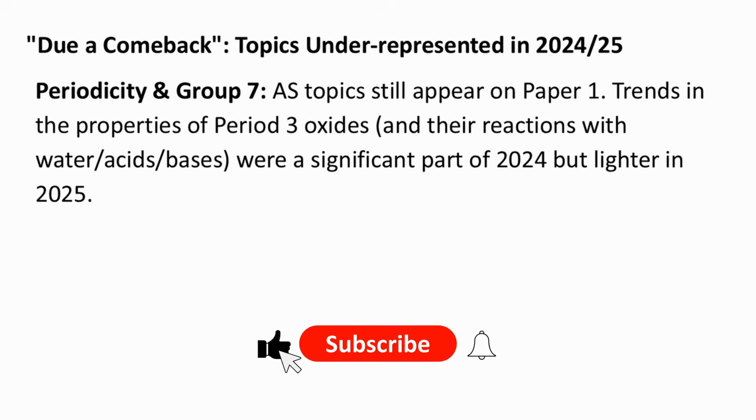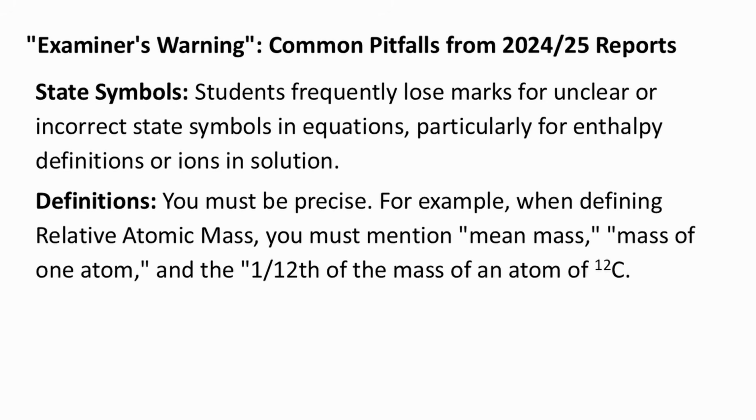Trends in the properties of the period 3 elements and oxides and their reactions were a significant part of 2024, but lighter in 2025. Avoid these pitfalls identified in the 2024 and 2025 examiners' reports. State symbols. Students frequently lose marks for unclear or incorrect state symbols in equations, particularly for enthalpy definitions or ions in solution. Be fluent with definitions and precise.